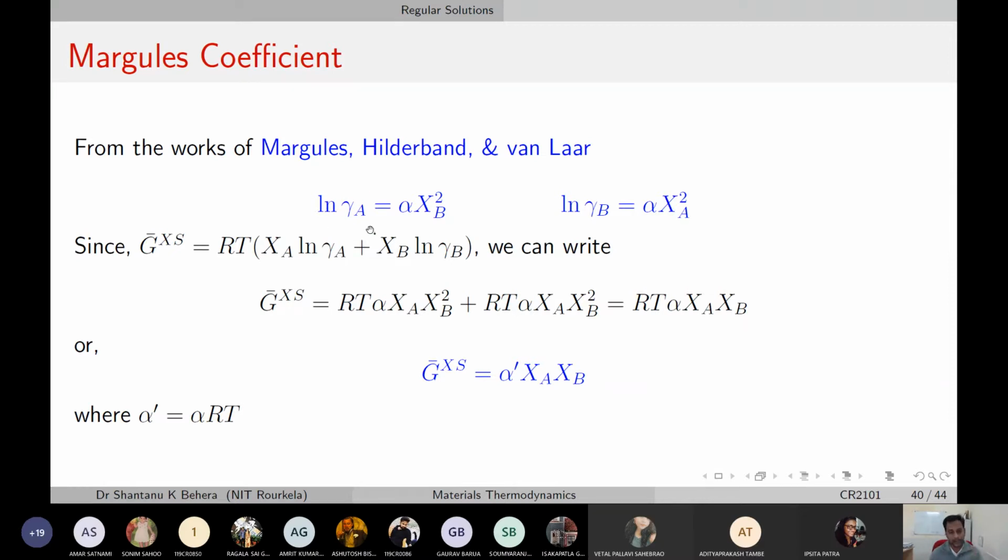This is where the thermodynamic activity coefficient and the mole fraction are connected with the terms ln gamma A is alpha xB square and ln gamma B is alpha xA square. So these are interdependent quantities that we are talking about in a binary solution.